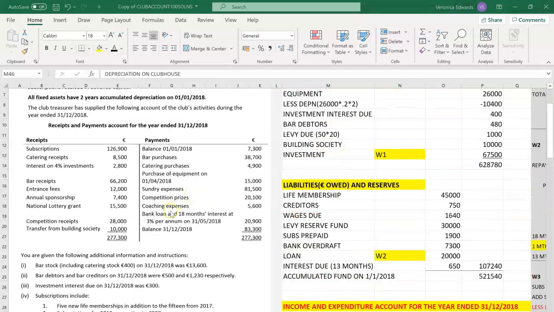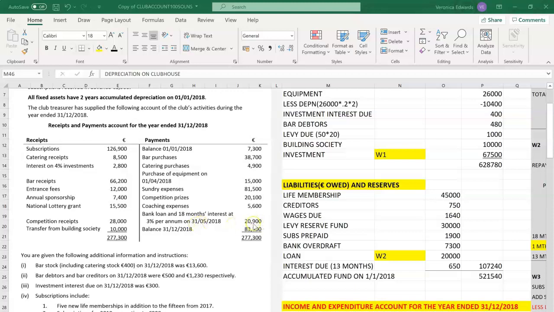If we look at the receipts and payments account here, we will see that we have paid back a bank loan plus 18 months interest during the year, and that amounted to 20,900. We've already established that 20,000 of that was the loan and 900 was interest. So 900 of that figure was 18 months interest. Now, if you have a look here at when the loan and the interest were paid back, they were paid back on the 31st of May.